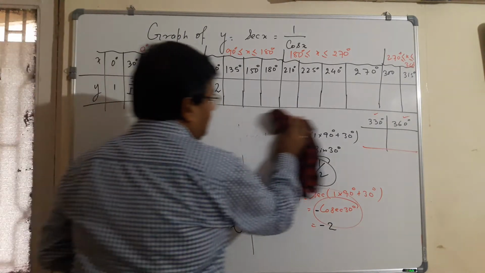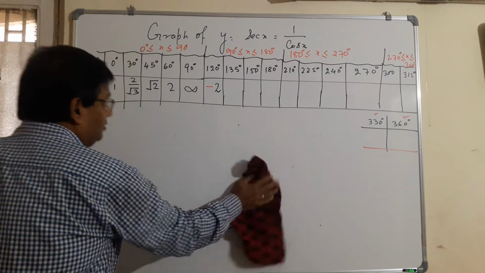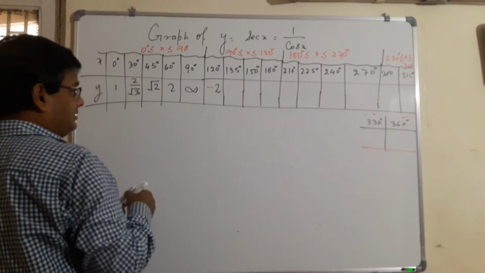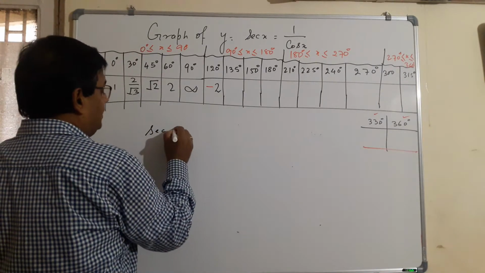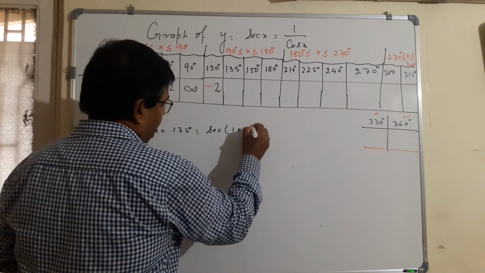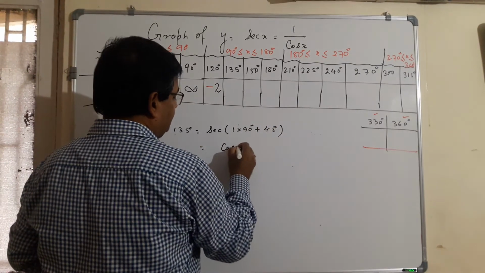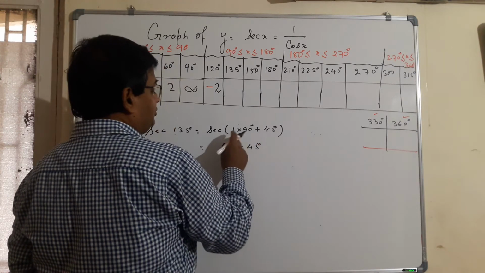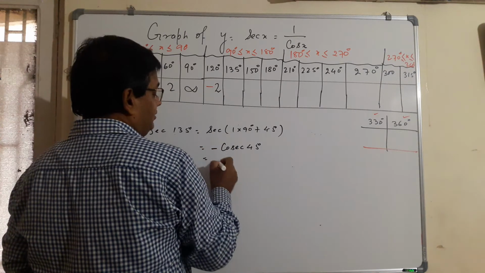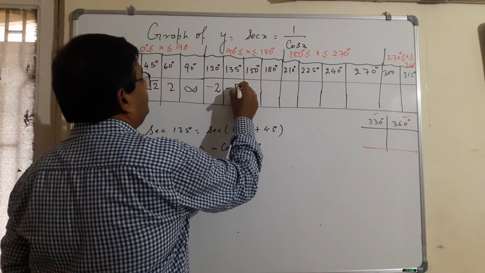Now we have to find 135 degree. Either you can convert sec into 1 by cos, or directly you can find it. So see here, sec 135 degree. So sec of 1 into 90 degree plus 45 degree. So sec changes into cosec 45 degree. Which quadrant does it lie in? This lies in the second quadrant. In the second quadrant sec is negative. So here it becomes cosec 45 degree, root 2. So it becomes minus root 2.